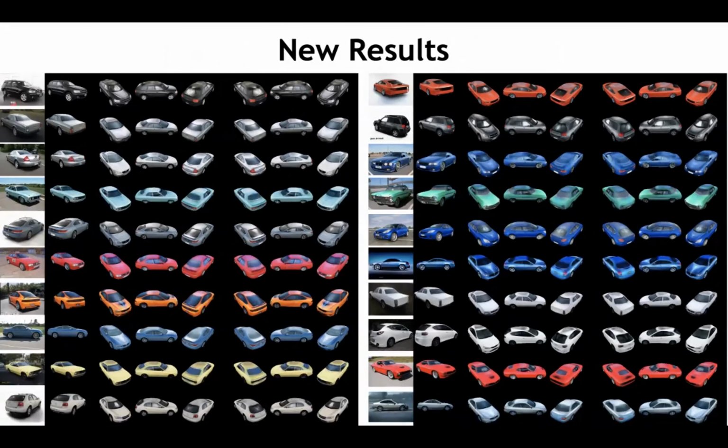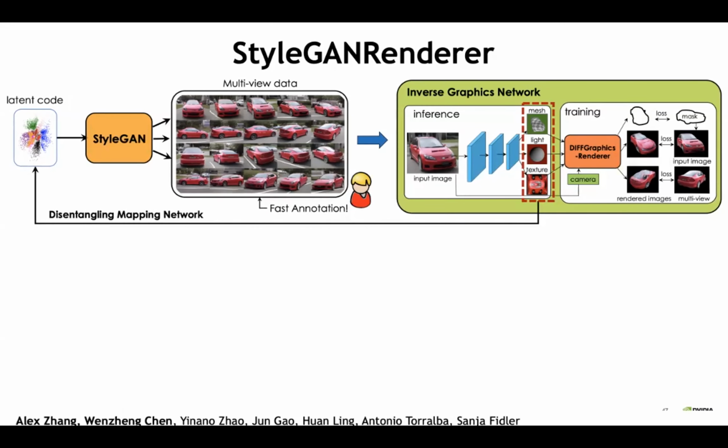And this model is quite robust, so you can handle very different types of shapes and textures of these cars, and you get really good, reasonable predictions. So you can imagine that this is basically the workflow, the framework. So you have StyleGAN, it's producing this multi-view data, it's training the inverse graphics network. But now we can be a little bit smarter, and we can take this inverse graphics network and map back to the latent code. And why do you want to do that?